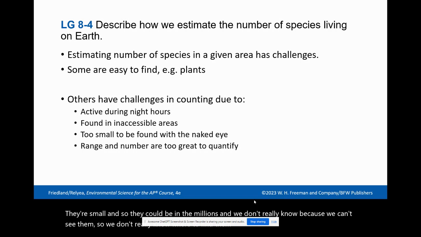Are we looking for things at the right times? Are these animals nocturnal? Is it harder to count them when they're nocturnal because you can't see, but having light in there makes it harder to find, that sort of thing. So it's very difficult to estimate the number of species that is living on the earth at any given time.